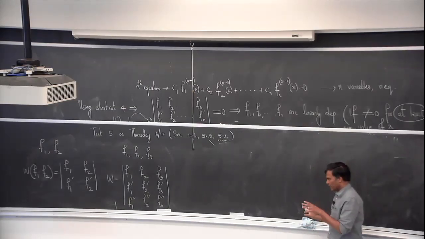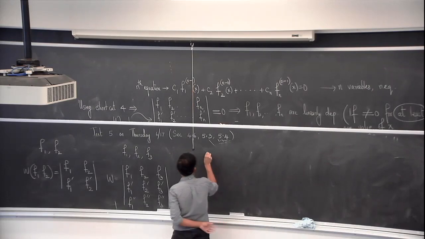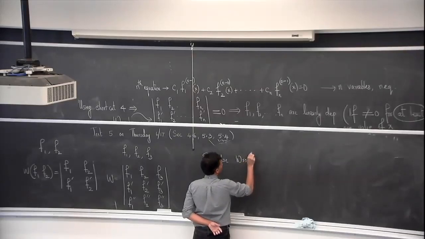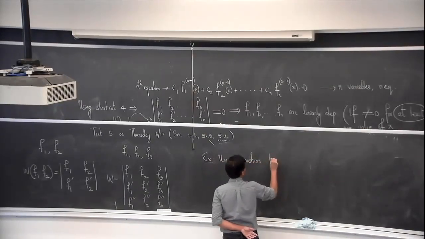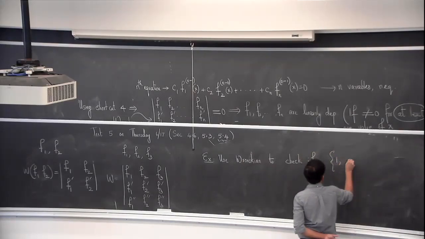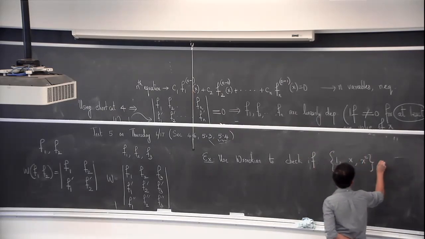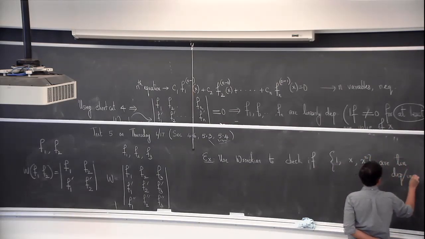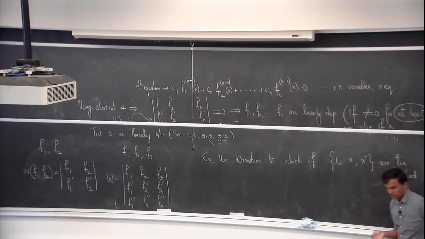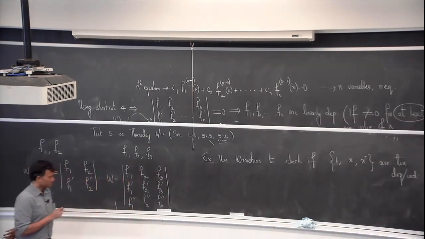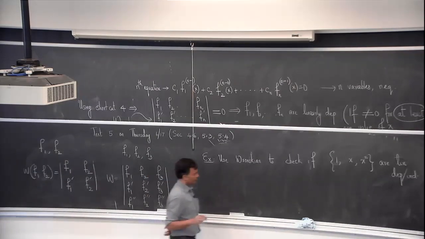I'll do one example today and conclude today's lecture. Example: use the Wronskian to check if the functions 1, x, and x squared are linearly dependent or independent. Maybe you already know the answer. They don't look like they are scalar multiples of each other. But let's make use of the Wronskian and make sure that it is indeed the case. So those are your F1, F2, F3.